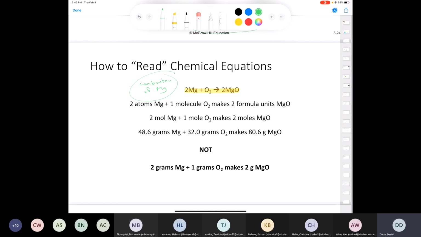So magnesium is just a metal. If you take some magnesium and you burn it, in the presence of a blowtorch, or a propane torch, or a Bunsen burner, just a flame, it will ignite, and it burns with a really bright flame, and it forms an ionic compound, doesn't it? It forms magnesium oxide. Well, the ways that we could read this, we could say 2 atoms of magnesium combined with 1 molecule of oxygen to make 2 formula units of magnesium oxide.